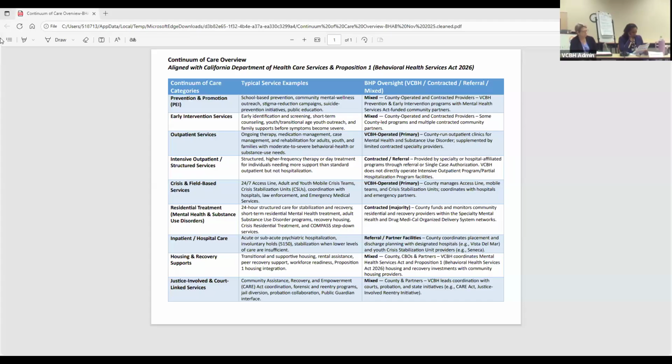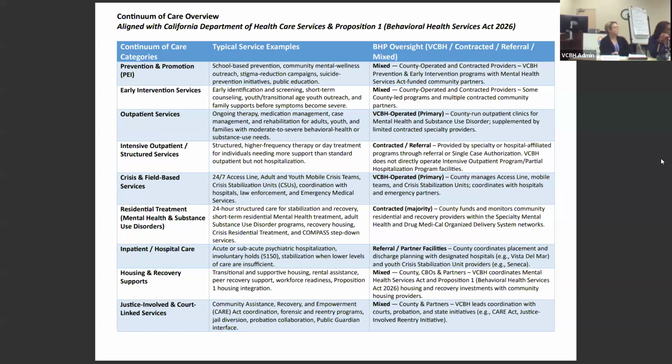And then for 2027, the thing that will change for BCBH is that the prevention and early intervention services will then be coordinated with public health, correct? So the changes for the entire state, not just us, under BHSA, the prevention piece goes to public health. Early intervention stays with county behavioral health. Oh, okay, I was so confused on that. Yeah, the definition of early intervention changes. It's not the same as what it is currently under MHSA, but it does remain with county behavioral health.